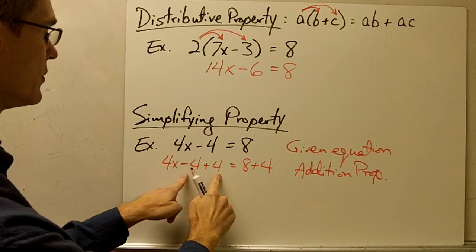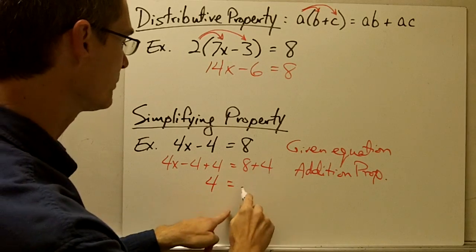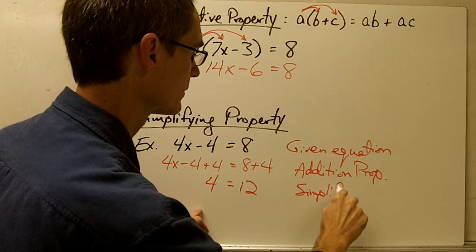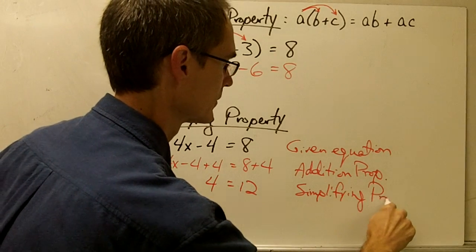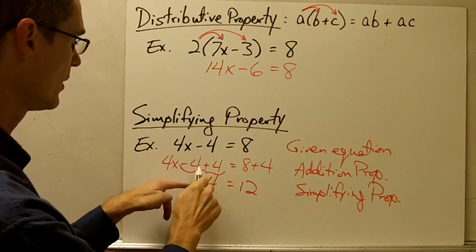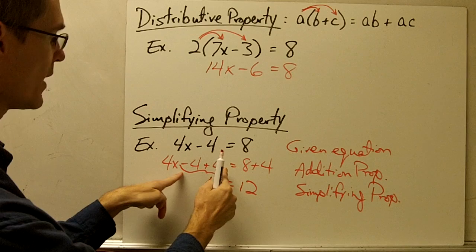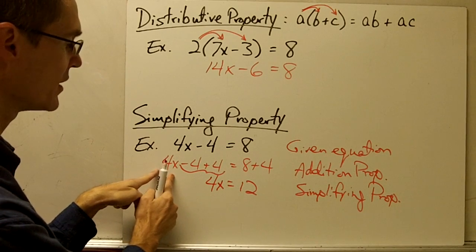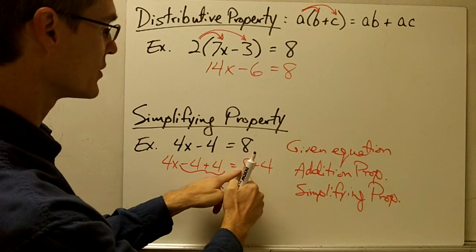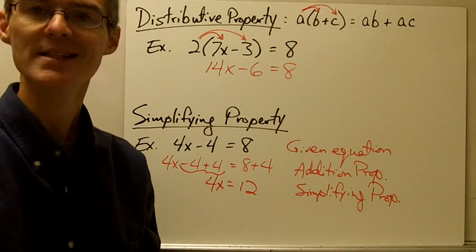Now, the next thing I'm going to do is, since negative 4 plus 4 makes my 4's go away, and since 8 plus 4 is 12, well, what I've done here is I've used my simplifying property. And essentially, I have said negative 4 plus 4 becomes 0, so this goes away. Excuse me, that should be a 4x. Negative 4 plus 4 goes away and leaves me with just 4x on this side of the equation. So I've simplified this to just 4x. Same thing on the right side of the equation, 8 plus 4. I've simplified 8 plus 4 into the expression 12. So that's the simplifying property.